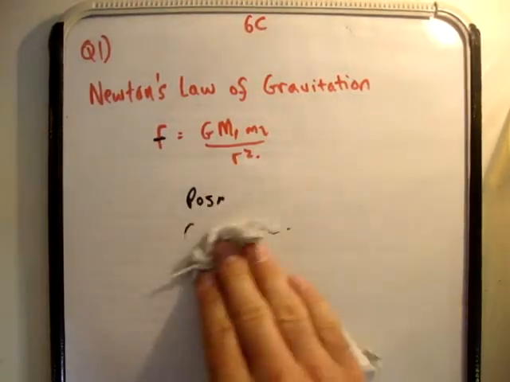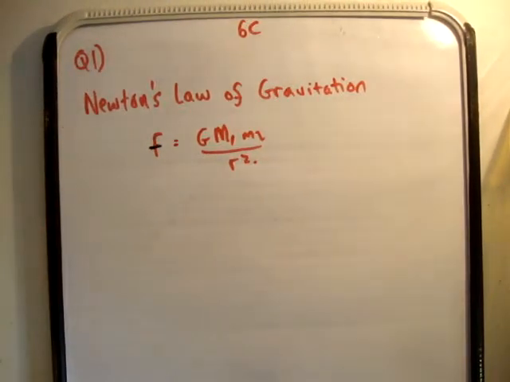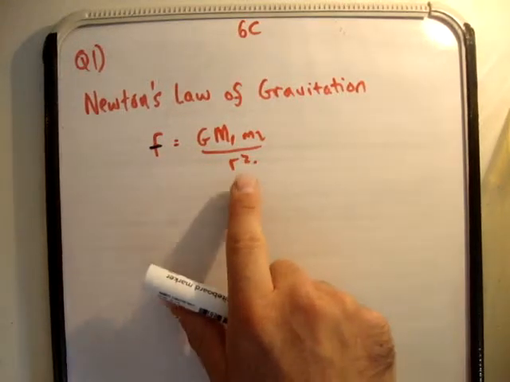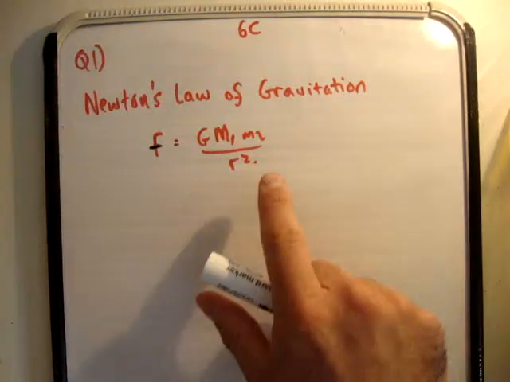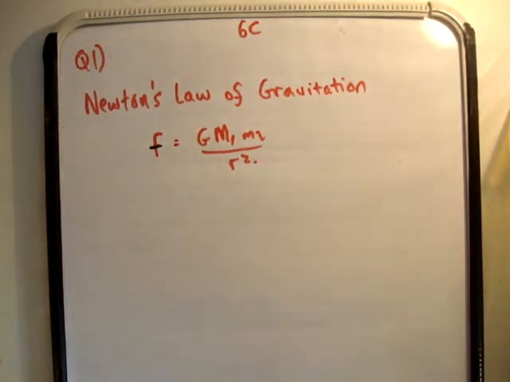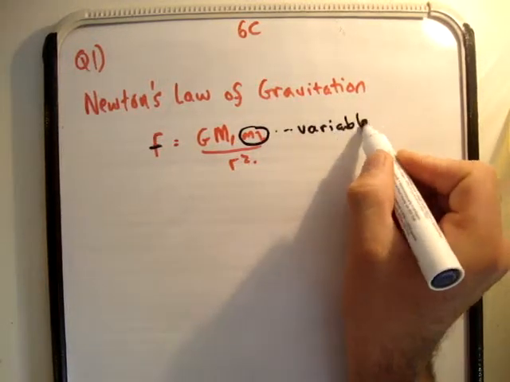Anyway, let's begin. Calculate the acceleration due to gravity at the surface of the moon, correct to 1 decimal place. So we have the gravitational constant, we have the radius of the moon, we have the mass of the moon, and we have the mass of anything else. I'm going to say that m2 is variable, because it could be anything.